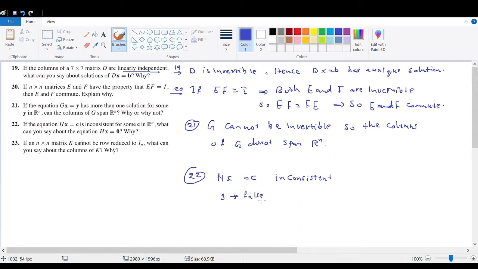If G is false, this will give us that statement D also is false. So what is D? Here D is: Ax equals 0 has only the trivial solution. So this is the statement D. Now if we apply this, Hx equals 0 has a non-trivial solution.